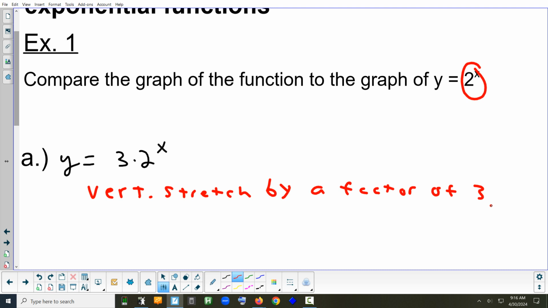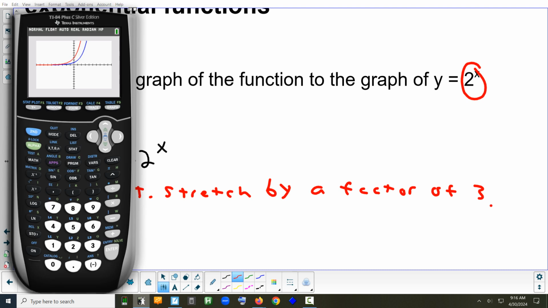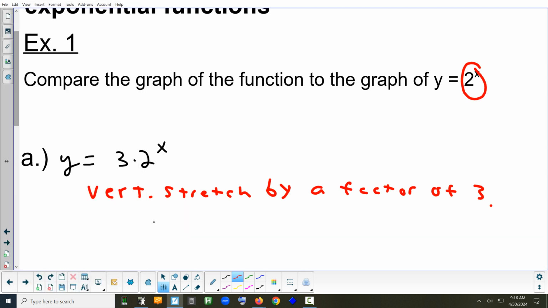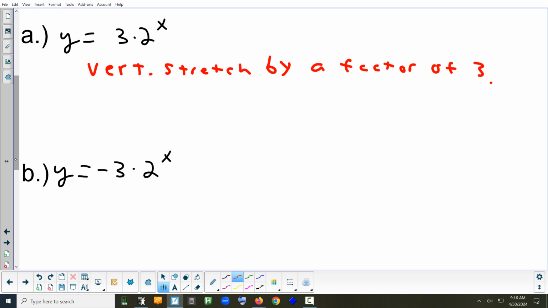Okay, and I graphed that so you could see it. The one in blue, that's the original. The one in red is the one that's been stretched. So it's like you pulled up on it. And that's why it curves up sooner, because you pulled it up, stretched it. Yep.